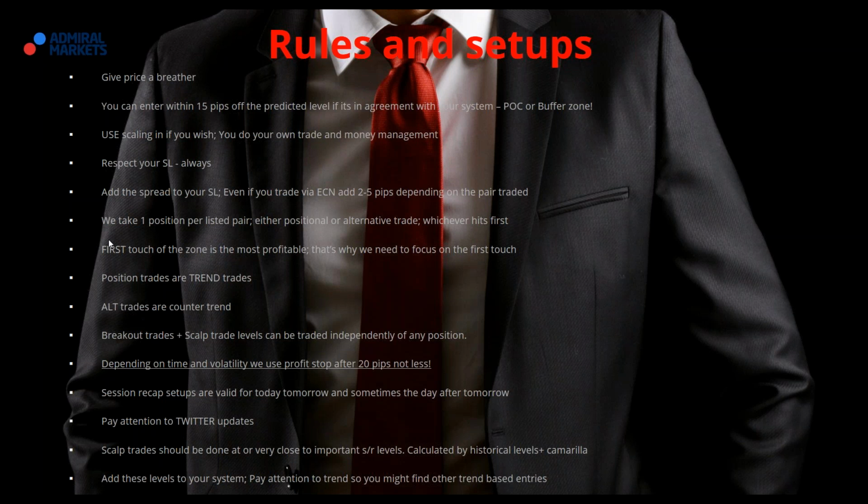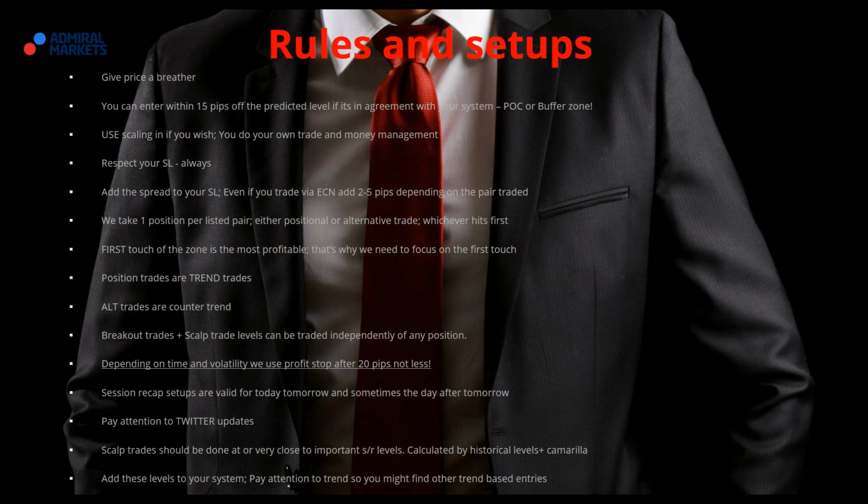And the rules and setups. Okay, give price a breathing room. Enter within 15 pips of the predicted level if it's in agreement with your system. We call it POC or buffer zone. Use scaling in if you wish, but don't forget, you do your own trade and money management. Also add a spread to your stop loss, even if you trade via ECN account, at 2 to 5 pip spread depending on the pair traded. Don't forget to add it.